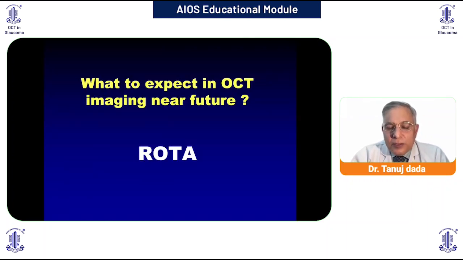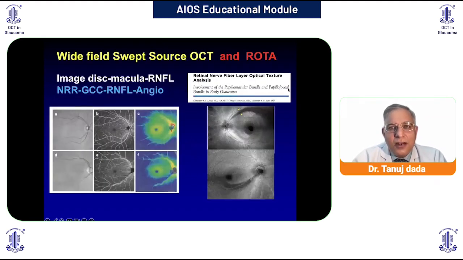And finally, what to expect in the near future, very exciting advances in OCT technology called ROTA. ROTA stands for retinal nerve fiber layer optical texture analysis. This is a new algorithm being incorporated in the OCT. Brilliant work done by Dr. Chris Leung from Hong Kong. You are able to very nicely see the architecture of early loss of the retinal nerve fiber layer with this technology. So this is the future which is going to come recently.